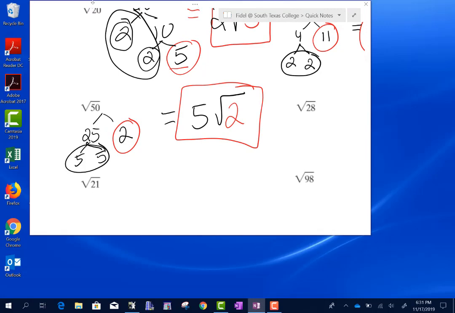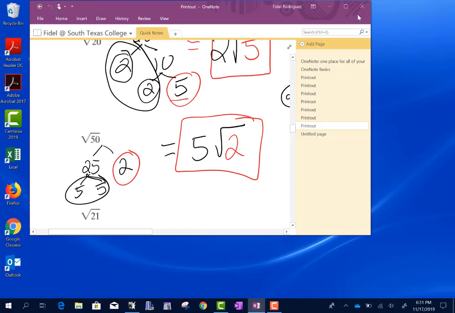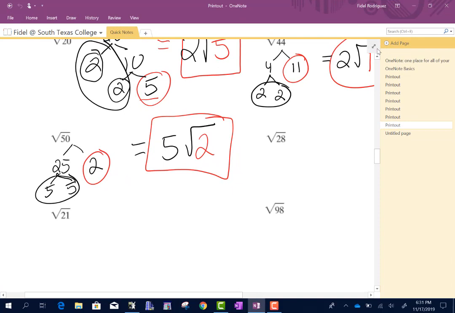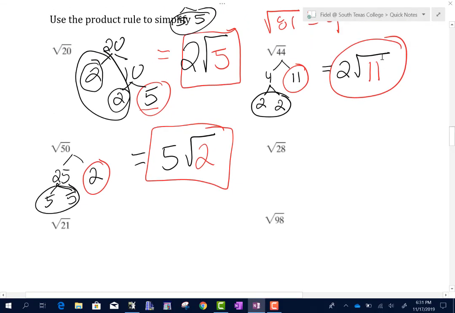Alrighty. Sorry guys, my other OneNote wasn't working, so I got to use this one, and it's being a little funky today.